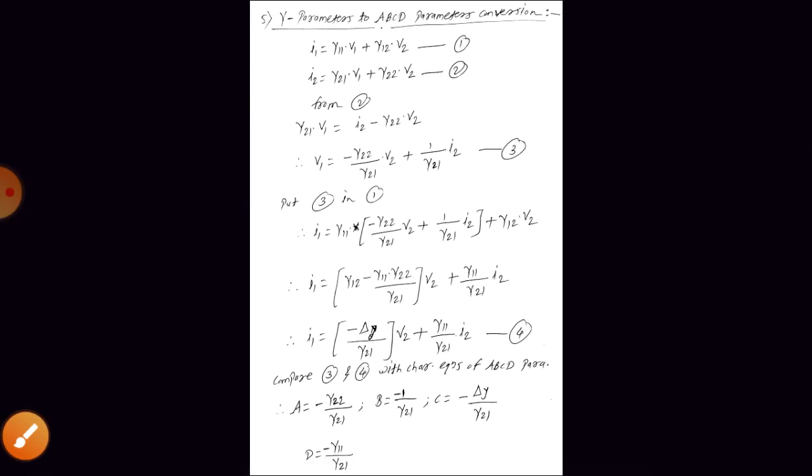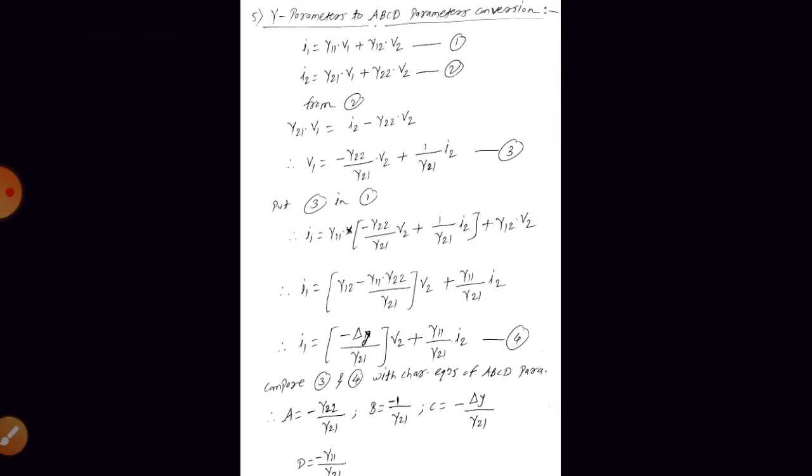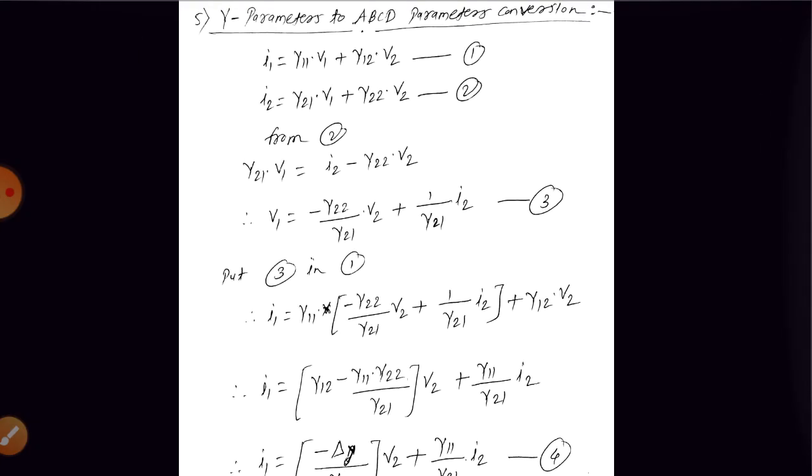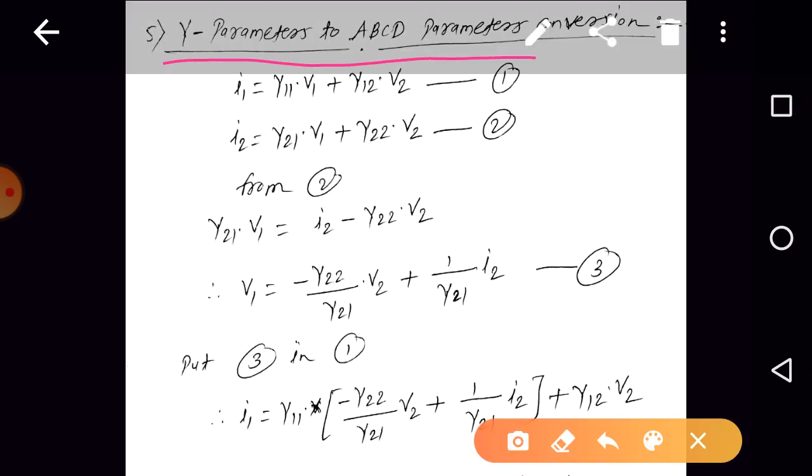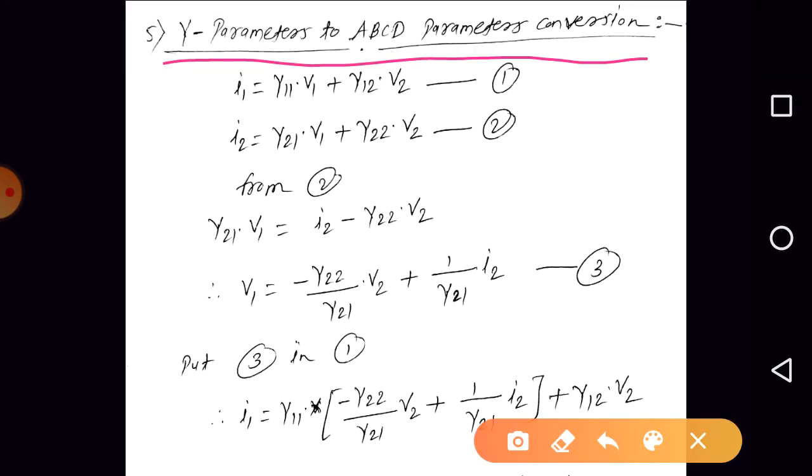Next, Y parameter to ABCD parameter conversion, or derive the expression for ABCD parameter in terms of Y parameter. We are knowing the Y parameters, so simply write the expressions of Y parameters, that is I1 and I2 in terms of V1 and V2.